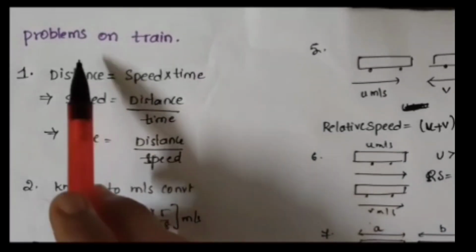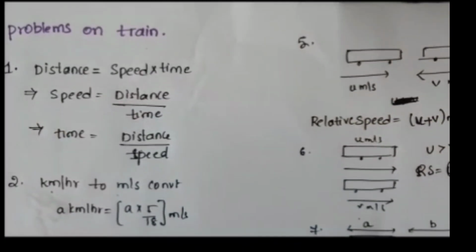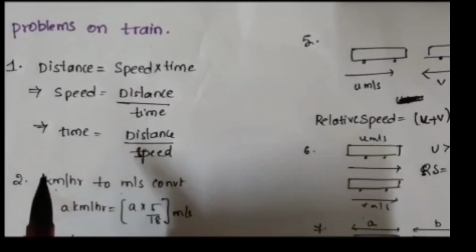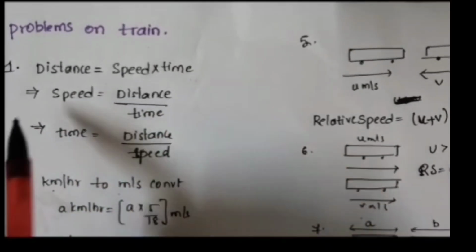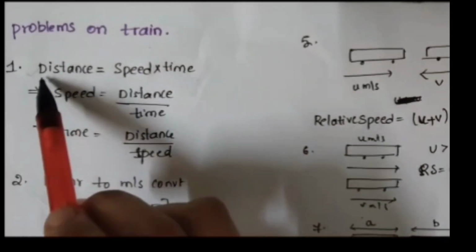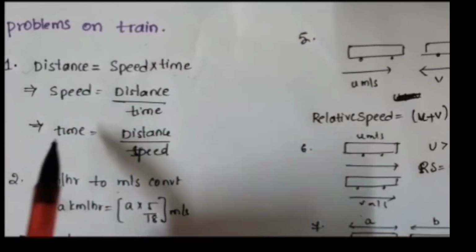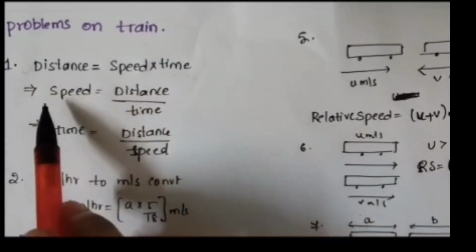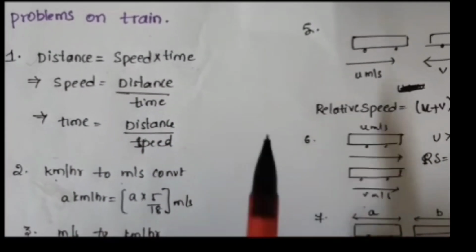When they're asking a problem on trains, you need to have a strong foundation in these formulas. So let's see the formulas now. The first formula is distance equals speed times time, as we already know since childhood. From this we can derive speed and time: speed equals distance by time, and time equals distance by speed.